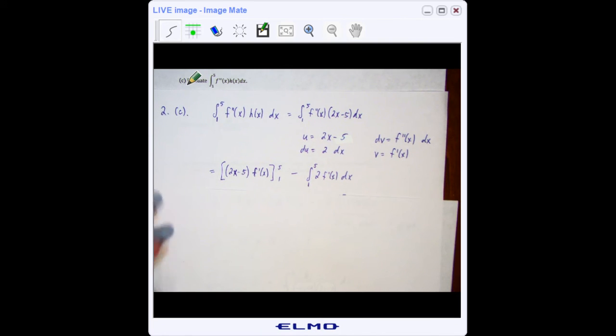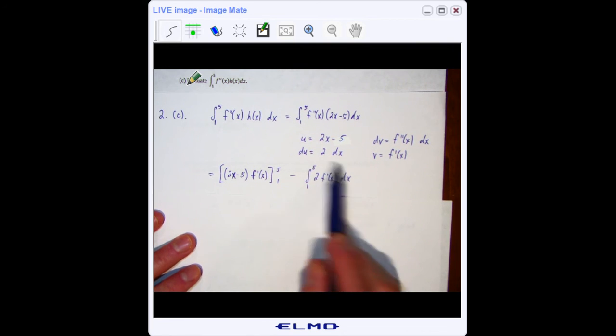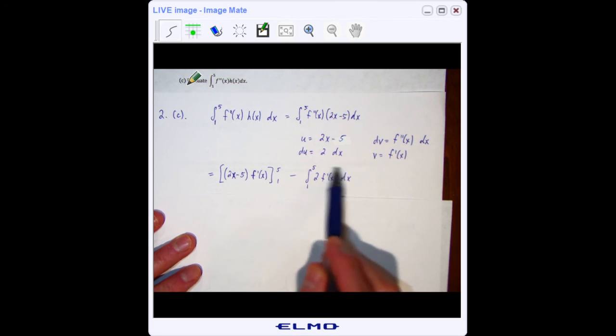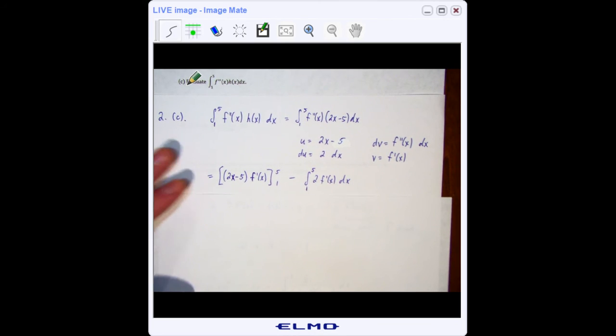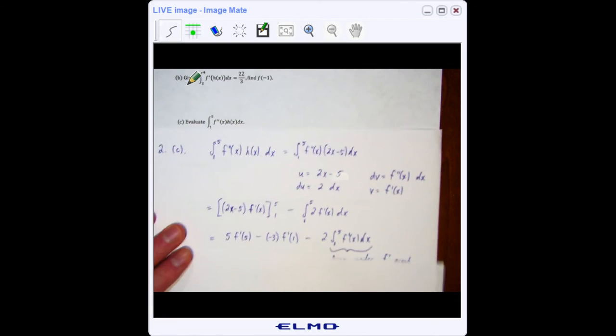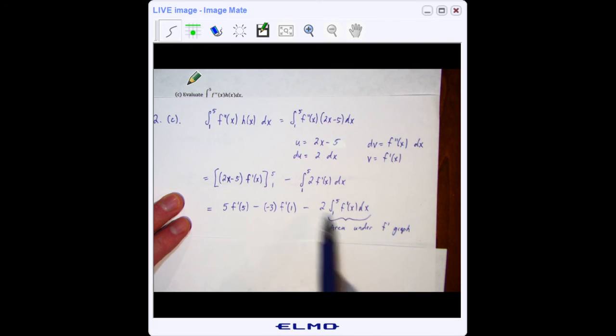Okay, so I need to find this integral, 2 times f prime of x. Now remember, I don't have an equation for f of x. But I can find it. There's actually two ways you can do it. You know the graph of f prime, and from between 1 and 6, it's a straight line. So you can use the area under the curve to figure out this integral. Take the 2 out in front. That's what I did. Take the 2 out in front, and I want to find the integral from 1 to 5 of f prime of x dx.